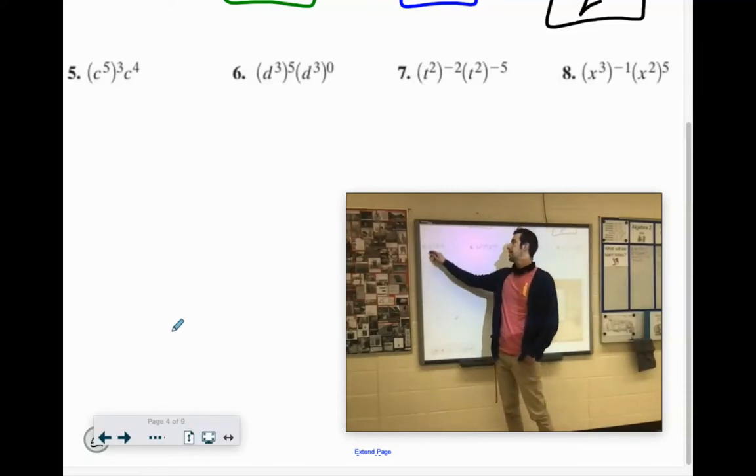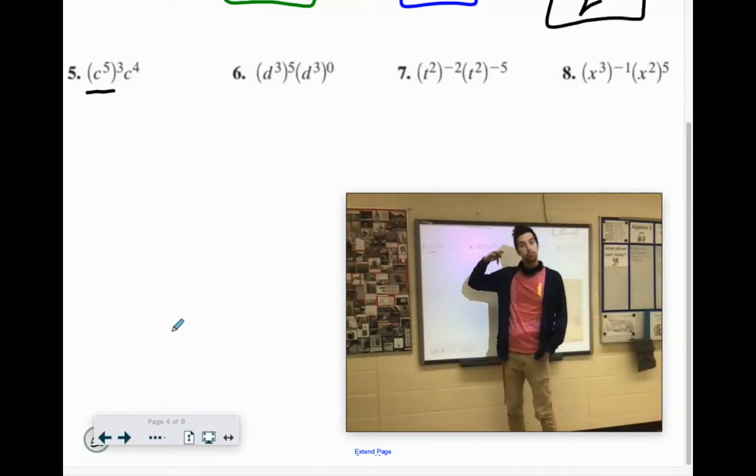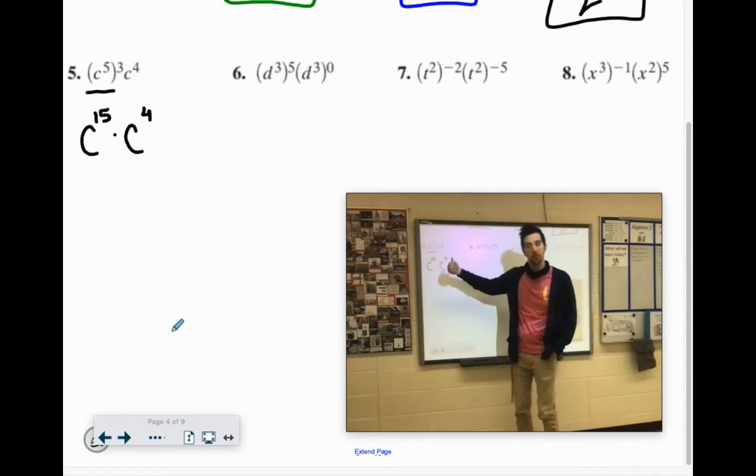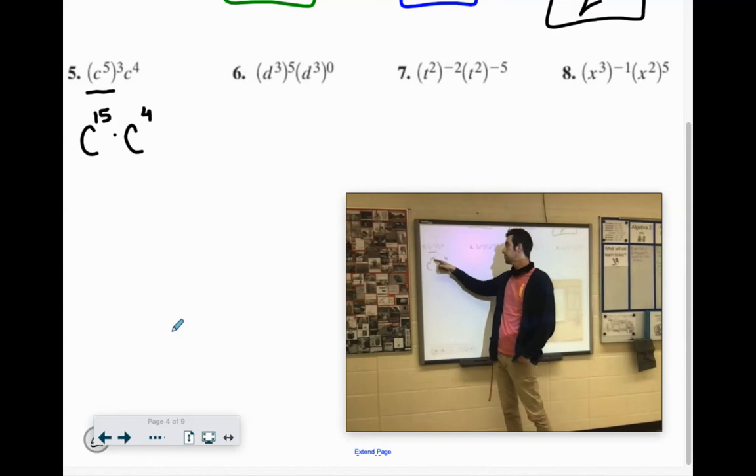Number 5, we got to handle power to a power first. C to the 5th raised to the 3rd would be C to the 15th times the other C to the 4th. This is when we add the exponents. When you multiply the same base, you add the exponents. 15 plus 4 would be 19.